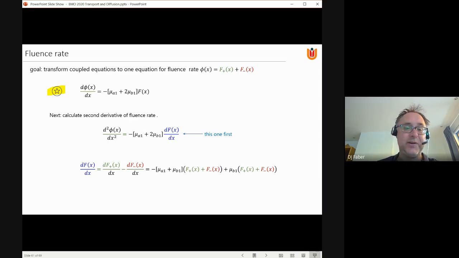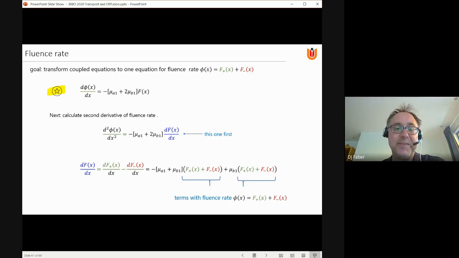We know that the net flux is the difference between the fluxes. We had expressions for these fluxes. So the differential of the net flux is the difference of the differentials of the positive and negative fluxes. And if we write that down, we see now that this is dependent on the sum of the fluxes, so on the fluence rate. So where we first had an expression where the fluence rate depended on the net flux only, we now have an expression, a differential equation for the net flux that depends on the fluence rate only.